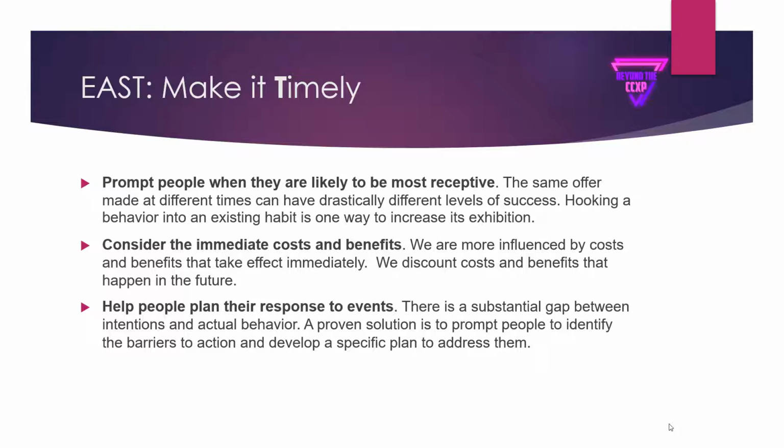Consider the immediate costs and benefits. So we're more influenced by costs and benefits that take effect immediately. We automatically discount costs and benefits that happen in the future. This is known as hyperbolic discounting. So this is why it's hard for people to do behaviors now that are going to benefit them later, like eating healthy and things like that, because when we think of our distant selves, they seem exactly the same as a stranger to us.